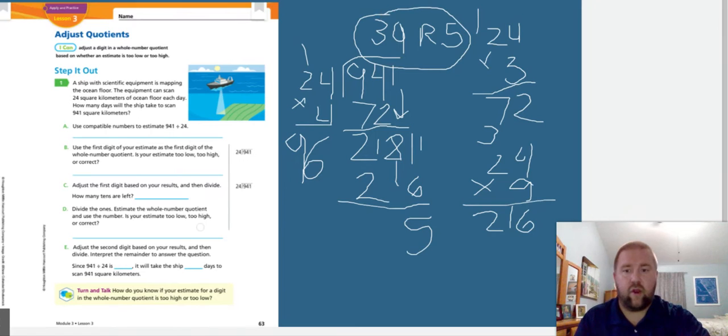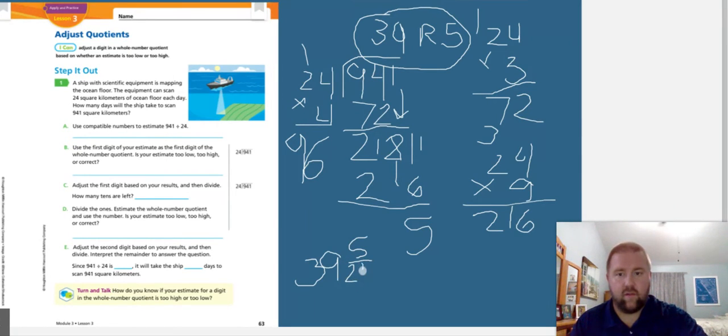Okay, that means that it would take 39 full days, like we said before, to scan. But then we also still are going to have 5 of the kilometers left out of the 24 that can get done completely. Okay, so that means there is still more to do. It's not just going to be 39 days. Okay, we have more to do. So 39 full days, and then 5/24 is going to have to be another day.